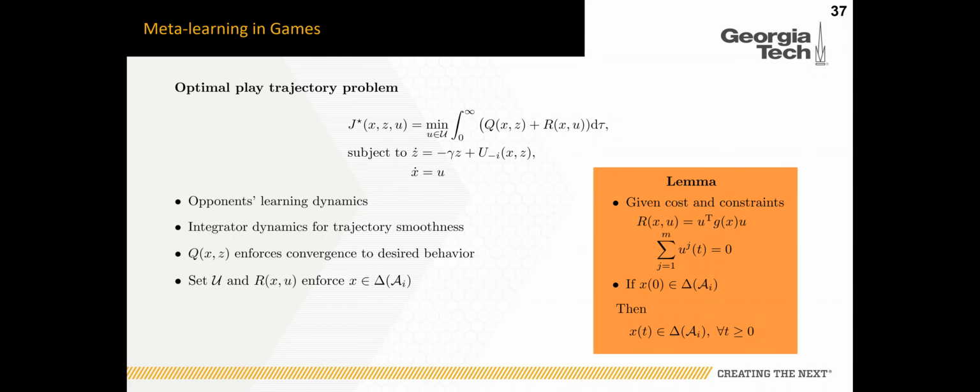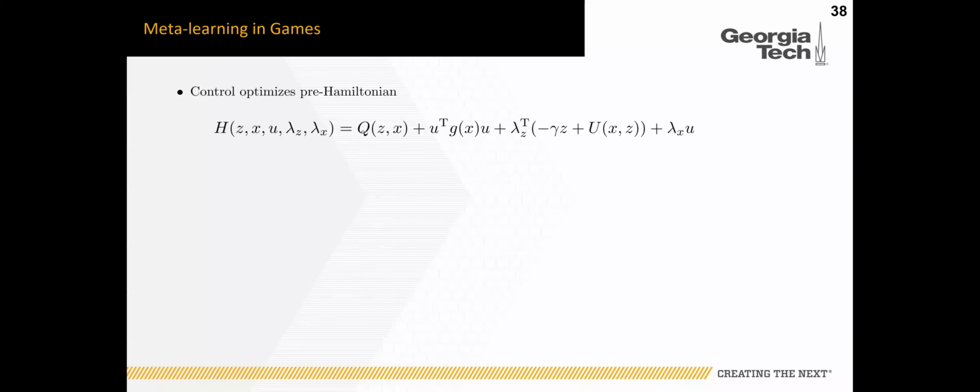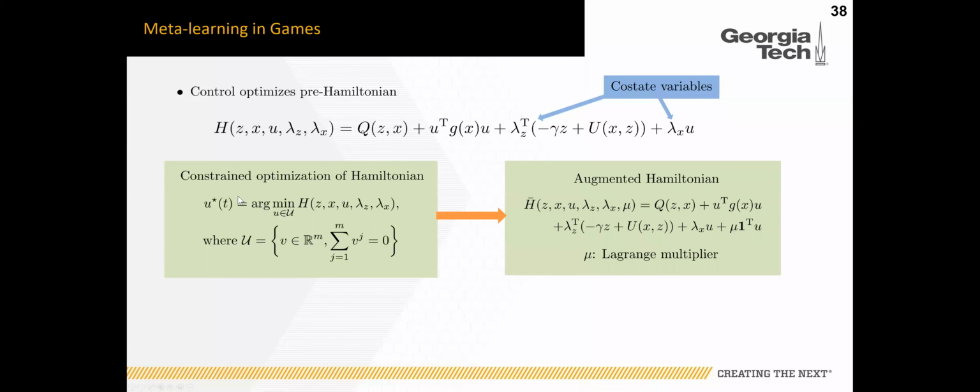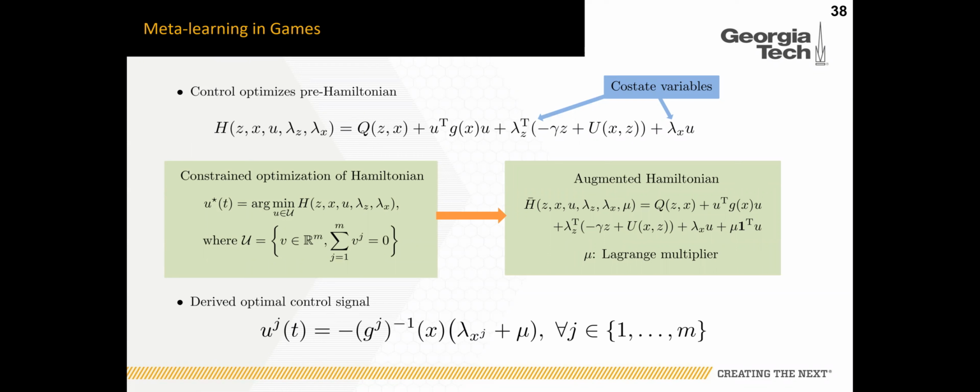The control that I want to derive will optimize what we call the pre-Hamiltonian, which is similar to the Hamiltonian, but I will have my two costate variables that actually augment my dynamics back with my performance, such that I turn a constrained optimization into an unconstrained one. This is exactly how you derive your u star. My augmented Hamiltonian doesn't require any extra constraints because everything is augmented. The derived optimal control signal is given by this law.